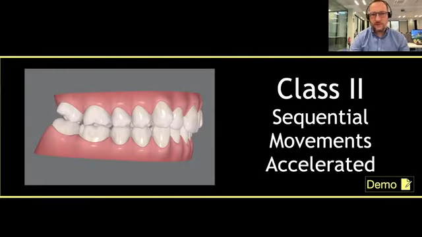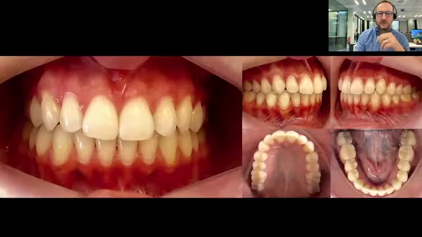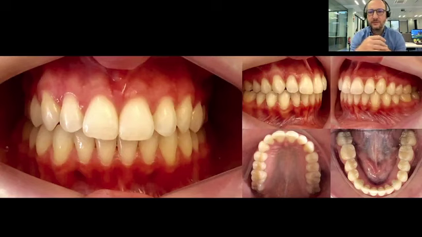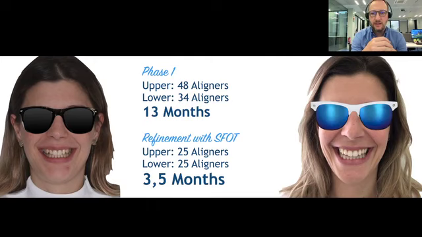So what I want to explain here is, for us to do this sequential movement, I hope at this point you understand how we can write in order. The safe mode is to achieve, and this is the final outcome that we could achieve, okay? And this is her smile, the change, okay? Corrected the cuspid, very natural. She didn't want restorations. And the first phase was long, 48 aligners, okay? So she complained a lot about these 13 months.